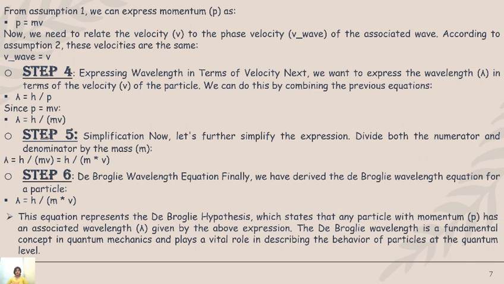Step 5, simplification. Now let's further simplify the expression by dividing both numerator and denominator by the mass. Lambda is equal to h divided by mv, which is equal to h divided by m times v.